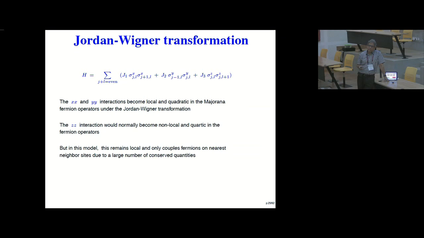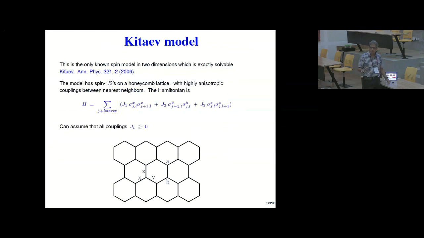Now, in terms of those operators A and B, you discover that the XX and YY interactions are local. Let's go back to this picture. Remember, the string is going along the chains. So if you have an interaction like J1 or J2, which is between two sites on the same chain, just between nearest neighbors, the string is also going along the chain. So it's not hard to see that an interaction between two spin halves here is also an interaction between two Majorana fermions here. Something which is local in terms of spin-spin interactions is also local in terms of fermion-fermion interactions. That's what happens for J1 and J2.